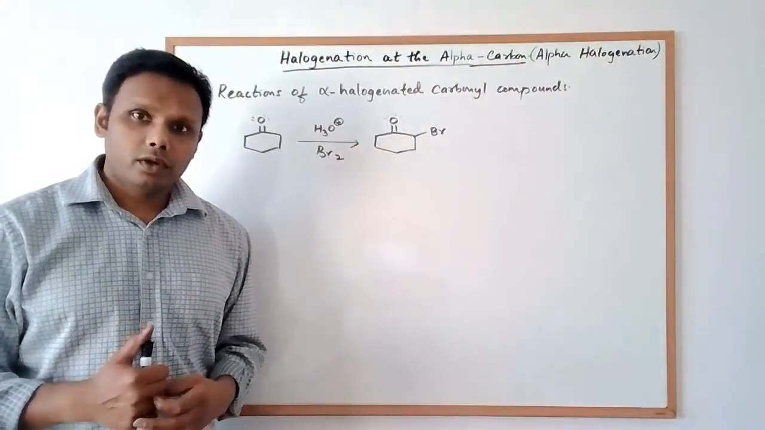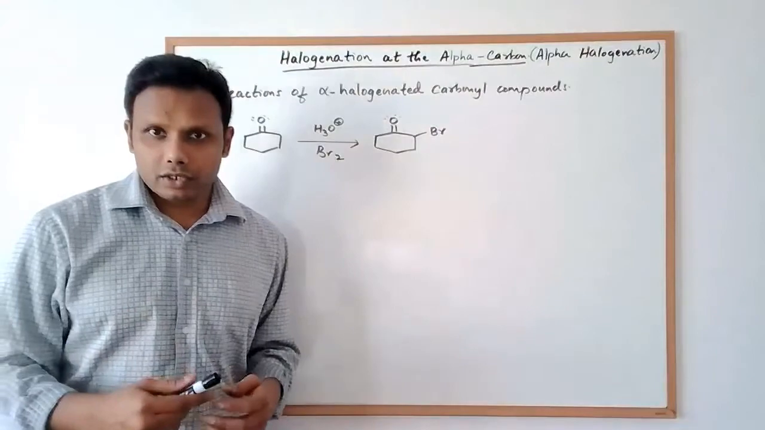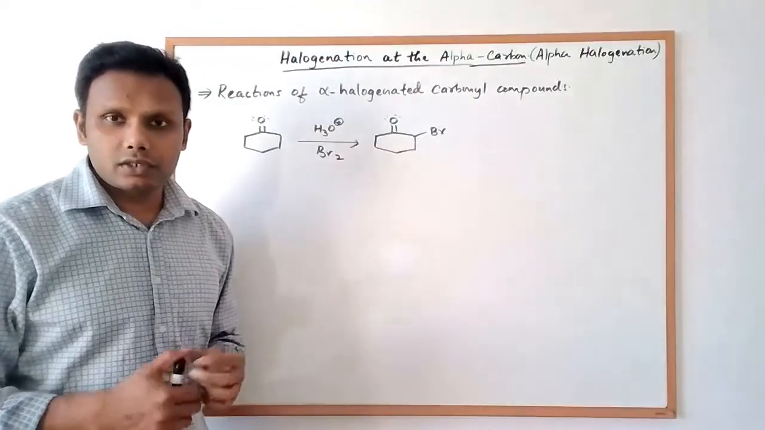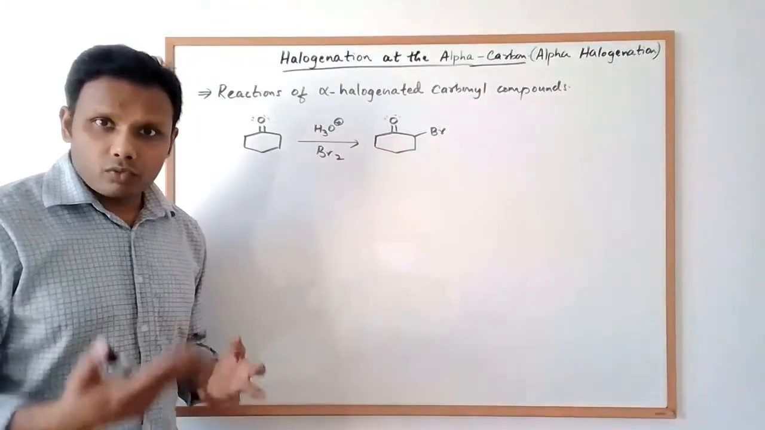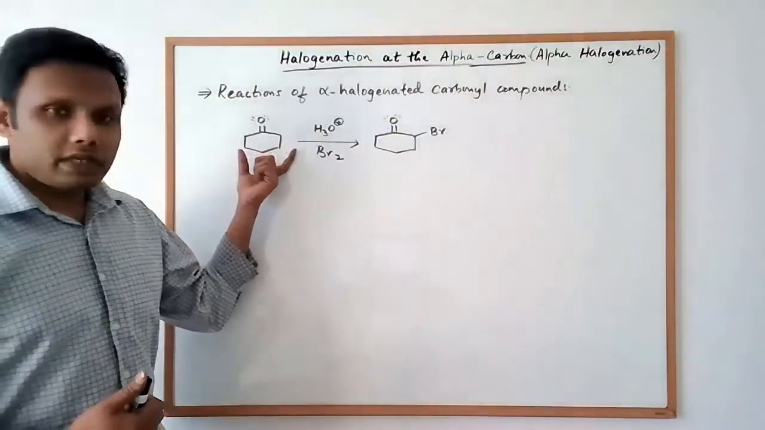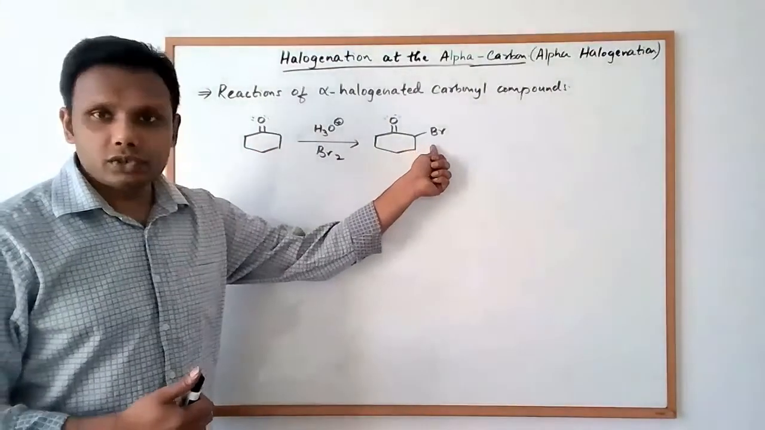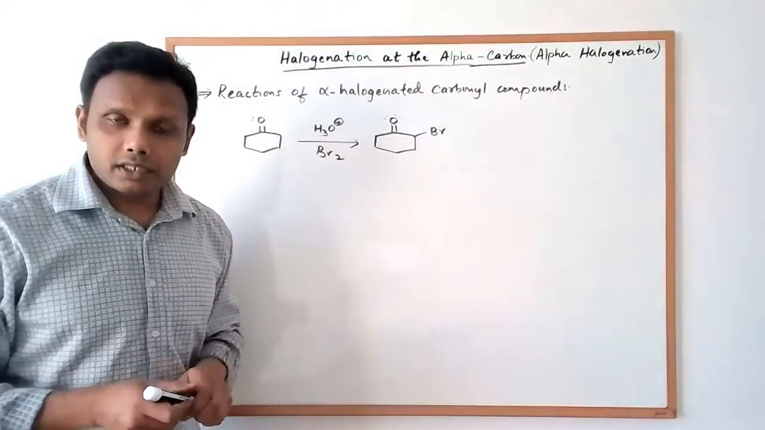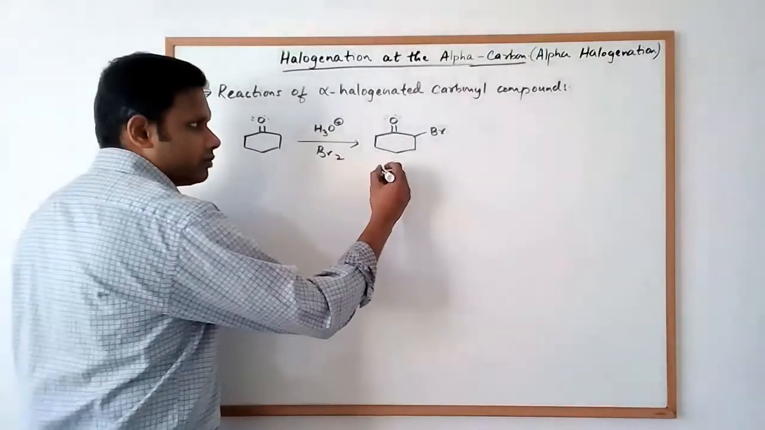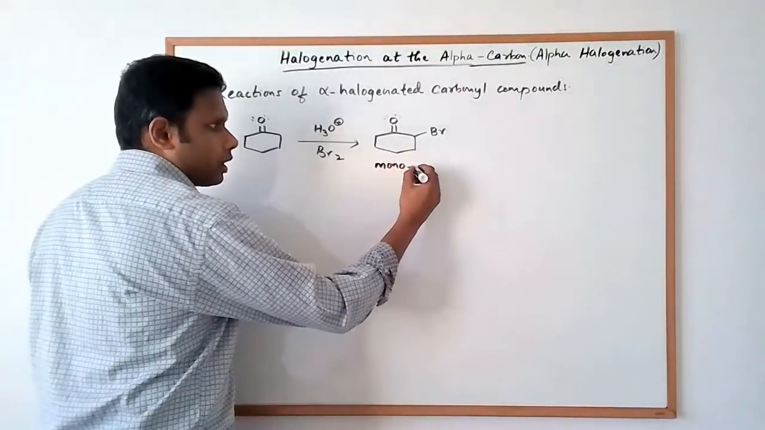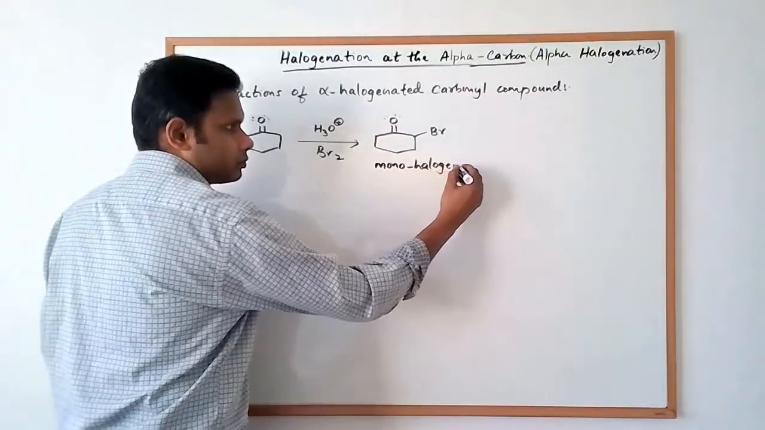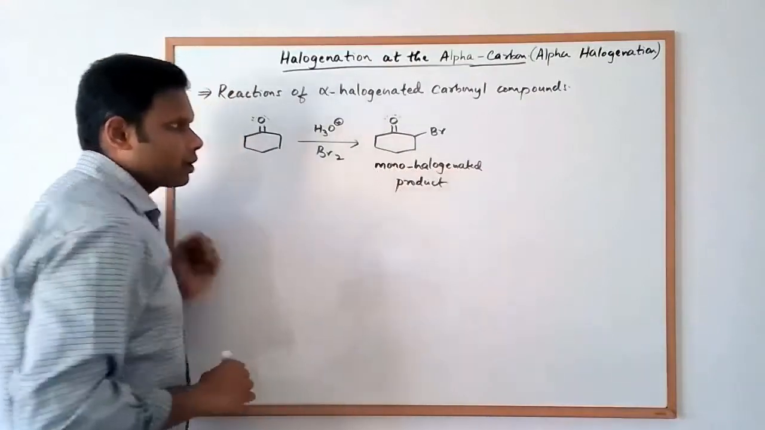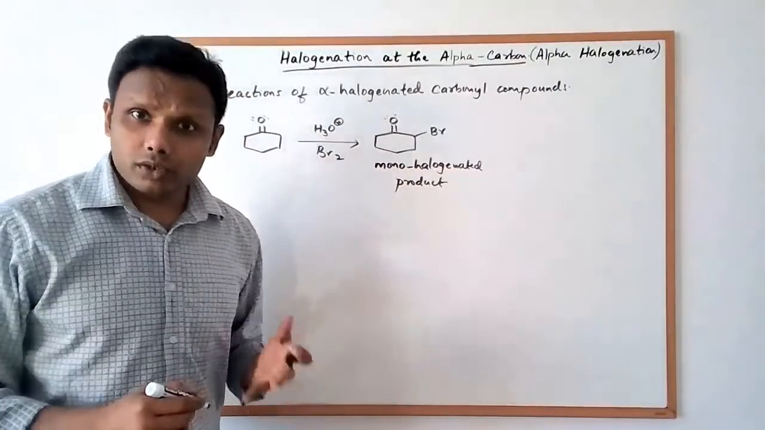In this part of the video, we're going to look at an interesting application of the synthesis of these alpha-halogenated carbonyl compounds. What we saw earlier is that a carbonyl compound can be alpha-halogenated under acidic conditions. And the alpha halogenation under acidic conditions is important because it will give us the monohalogenated product. Now, why would we want to do this?